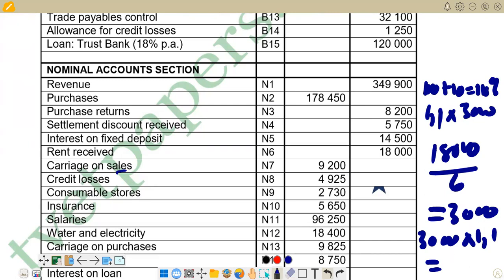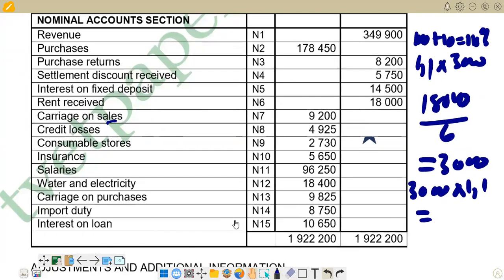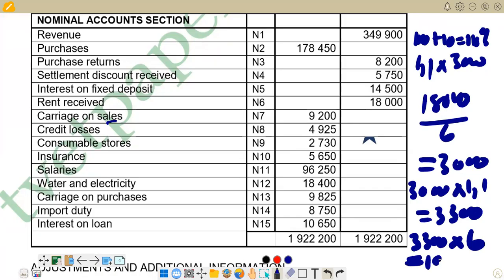So to find the prepayment, to find the accrual, the rent that has not been received yet, we now say 3,300. Remember, here we said we are getting 3,300 after the increment. So for the remaining 6 months, we multiply 3,300 by 6. You're going to get 19,800. So it means rent not yet received is 19,800, but it belongs to this period.